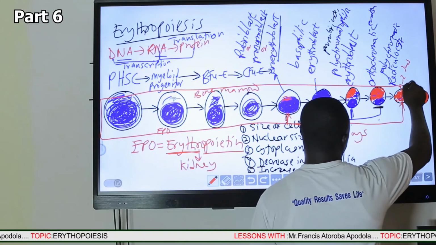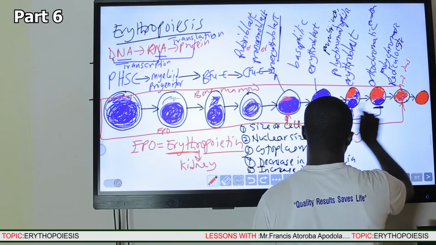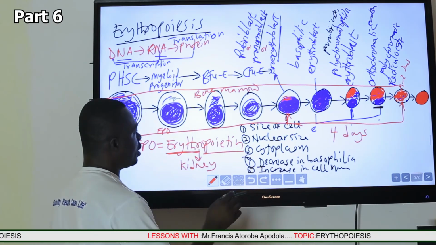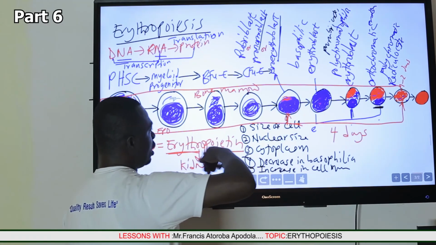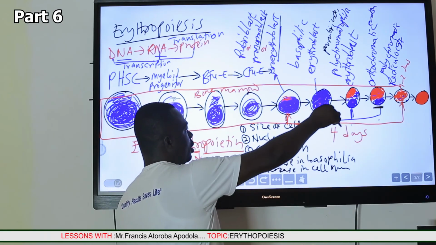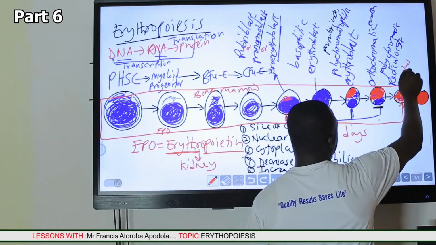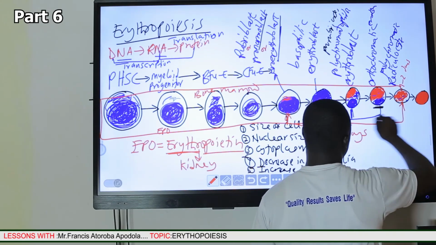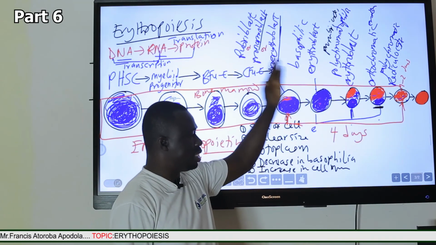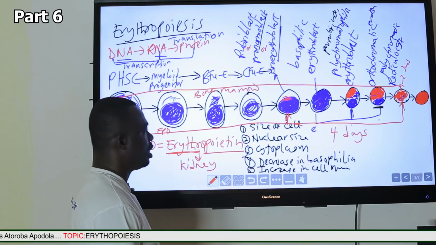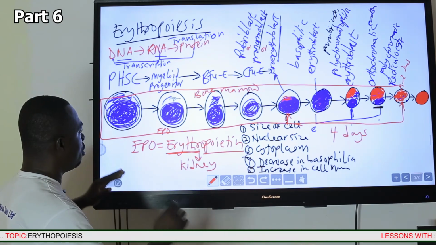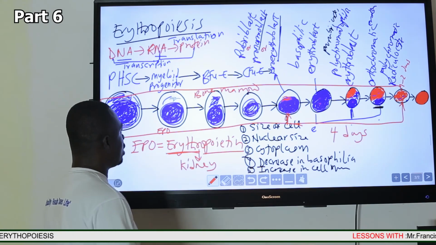So from the pro-erythroblast stage to the reticulocyte stage is actually 4 days, and from here it's 1 to 2 days. So approximately the whole erythropoiesis, from the pro-erythroblast stage up to the mature stage, will be on average 7 to 8 days. So that is the stages involved in erythropoiesis.